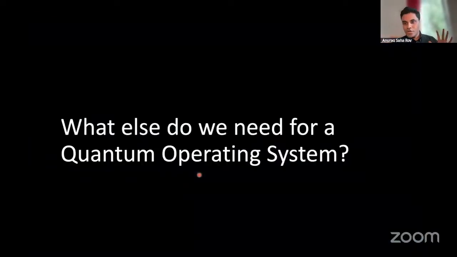Okay. So I gave you some motivation for what optimal control is, and why we need optimal control, in the last couple of slides. I would just want to touch on the part regarding the operating system. So we talked about middleware. Now let's talk about the bigger picture of what you need to build an operating system for quantum computers.